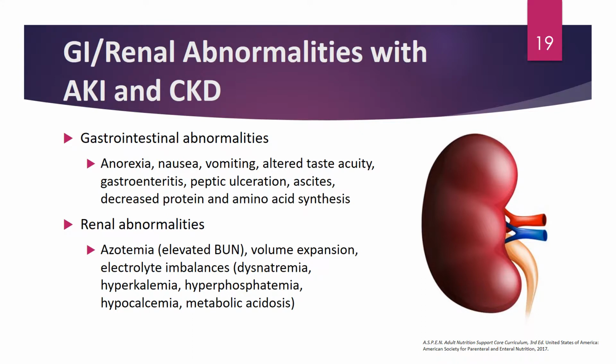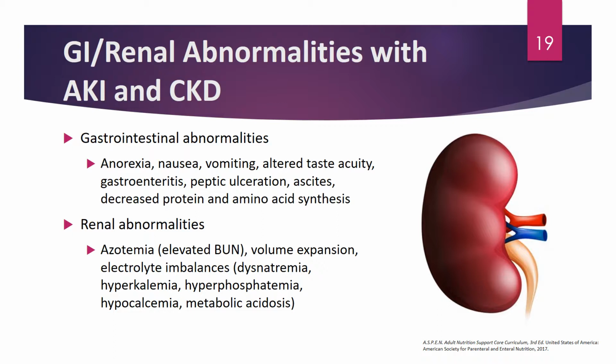In regards to GI and renal abnormalities that are associated with AKI and CKD, these are important in regards to nutritional status. In regards to gastrointestinal abnormalities in patients who have renal disease of AKI or CKD origins, you may see these patients be very anorexic. They may have nausea and vomiting. They may have altered taste acuity, gastroenteritis, peptic ulceration, ascites. Obviously, ascites for the same or similar concept to the liver disease patients.